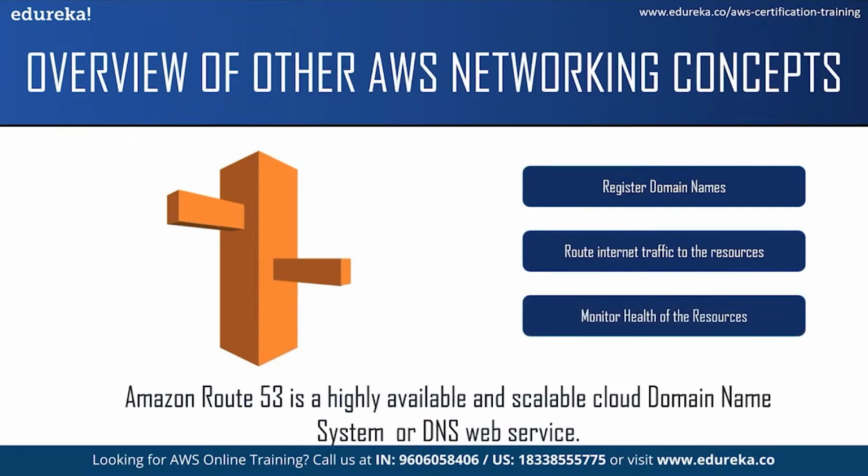The third function is it checks the health of your resources. Route 53 sends automated requests over the internet to a resource, such as a web server, to verify if it is reachable, available, and functional. You can also choose to receive notification when a resource becomes unavailable and choose to route internet traffic away from the unhealthy resources. Now these were some of the networking services in AWS.